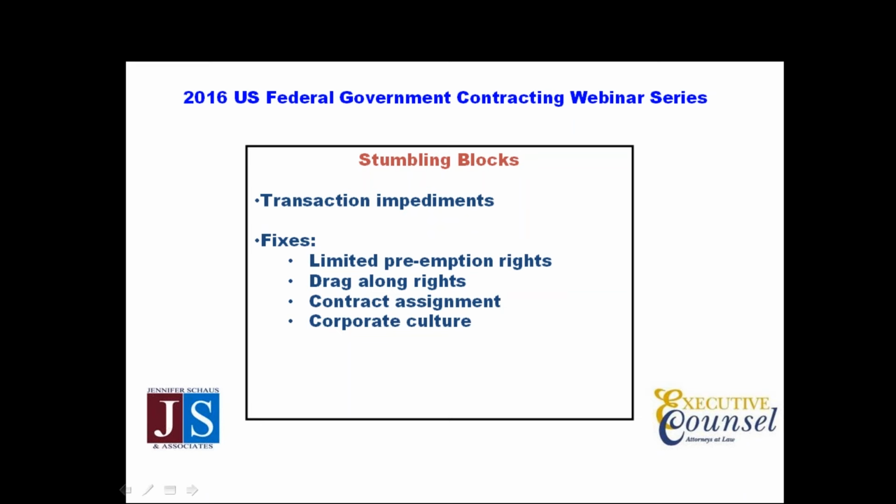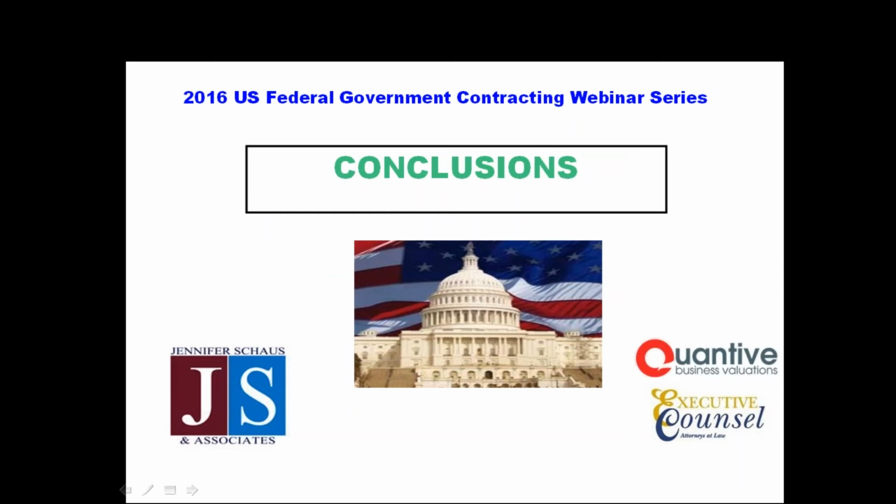You want to make sure that there are drag-along rights so that the minority owners can't object if you want to effect a sale or a merger or any other kind of transaction. You want to make sure that your contracts are easily assignable and that you don't have to go around getting permission from everyone that you have a contract with in order to assign that contract, and that your corporate culture is amenable to change and to evolution. A hidebound corporate culture is not going to be attractive to somebody that wants to merge with you or acquire you. So that's the end of the actual main presentation.